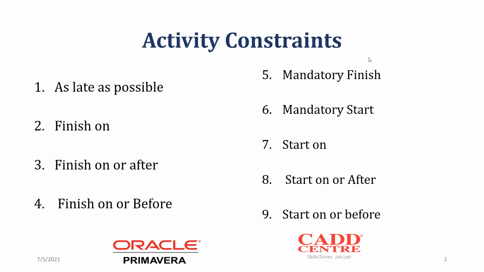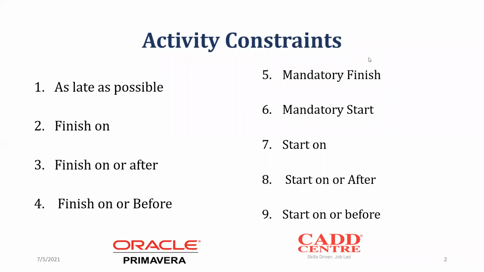So the second one is a finish on constraint. It means that the activity should be finished on that particular date that you've selected. For example, if you say it is a finish on 22nd July, that means it's going to ensure that when you go back to schedule that project, it's going to force it to get done on that particular date that you've put.